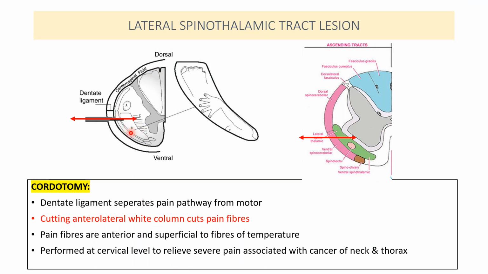Now, lateral spinothalamic tract lesion with the cordotomy surgical treatment that I was talking about: the cutting of the anterolateral white columns will relieve the pain. And remember, the pain fibers are more anterior and superficial to the fibers of temperature. This is done at the cervical level to relieve very severe cancer pains of the head, neck and thorax.